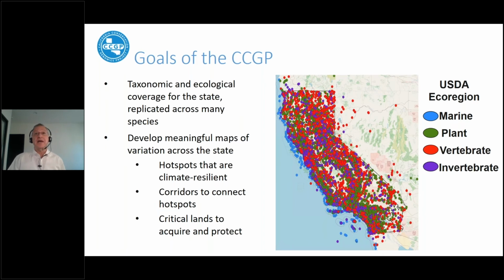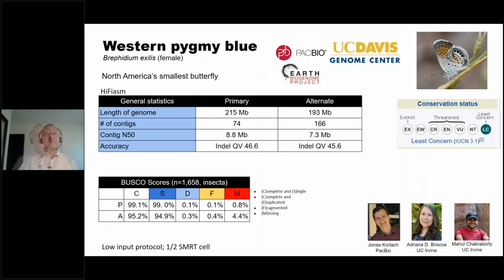And again, as I mentioned before, similar goals to develop maps of this variation across the state, hotspots in the state that are resilient, places where you have resiliencies due to climate change, fires, as well as increases in temperature, salinity, and so on, to develop new policies that could connect the corridors to these hotspots to maintain genetic diversity, and recommendations to policymakers for the acquisition of critical lands to protect and conserve threatened and endangered species within the state.